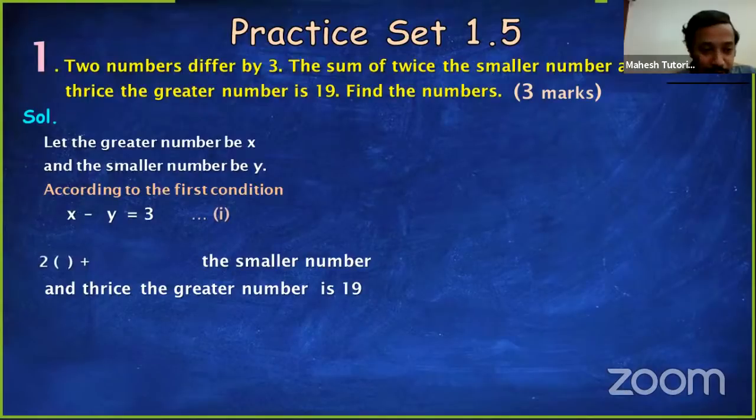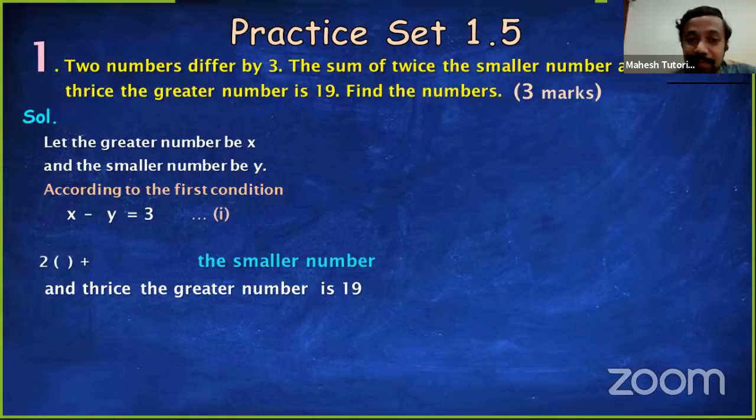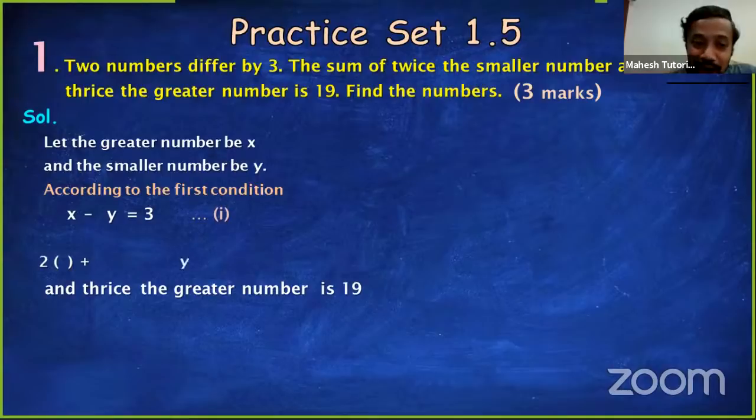Moving further, now 2 into, in this bracket something has to come. Now what is that something? The smaller number. Now tell me students, as per our assumption, what did we take as the smaller number? Very good. y. So in that case y will go in the bracket.